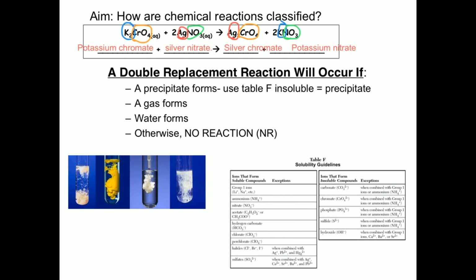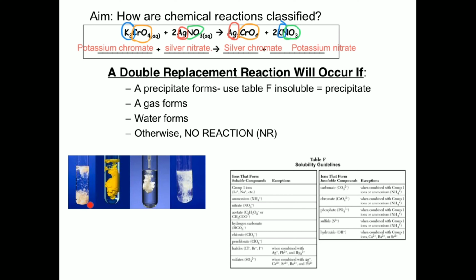You can see in the picture to the left, here are several different precipitates. A precipitate occurs when you mix two aqueous substances and you form a solid that is opaque and will eventually fall to the bottom of your test tube. In our example question here, let's try and find the precipitate.